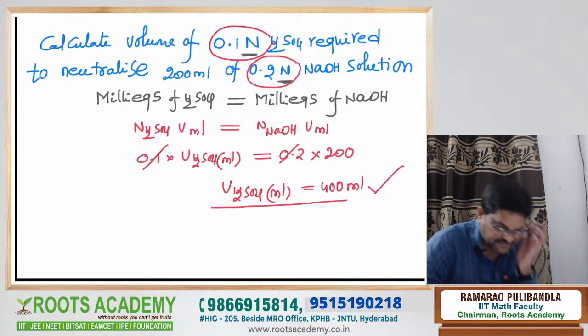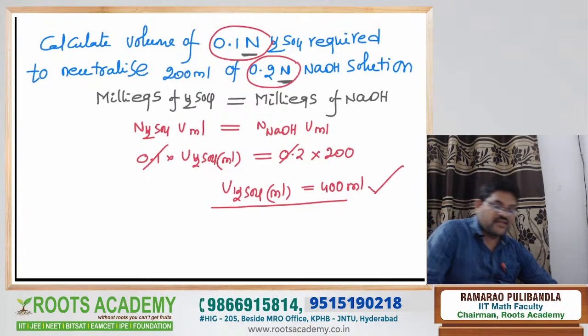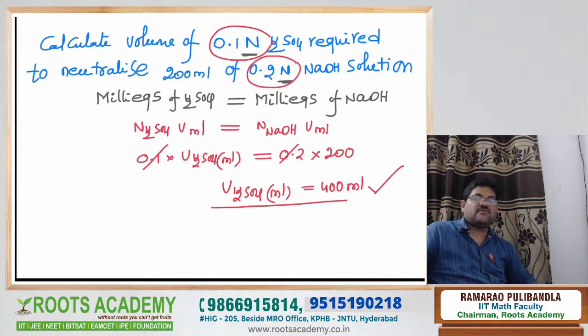Understood now what I am saying? No confusion in this question. Very easy. Clear? So sulfuric acid is given in terms of normality, NaOH is also given in terms of normality. From that, what do you write? Milli equivalence of sulfuric acid is equal to milli equivalence of the NaOH.